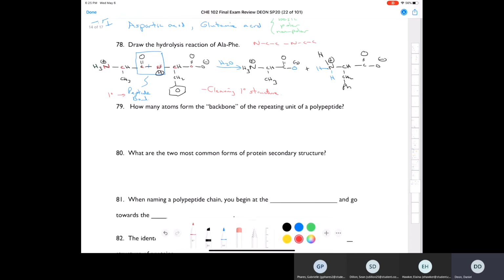A polypeptide is another way of saying a protein, but we don't call a dipeptide or a tripeptide proteins. We just call them small peptides. It's not until you get past 11 amino acids or something that we start calling it a protein. And hopefully you remember that the backbone is this. It's nitrogen, carbon, carbon. That is the backbone. So there are 3 atoms total. NCC. What are the 2 most common forms of protein secondary structure?